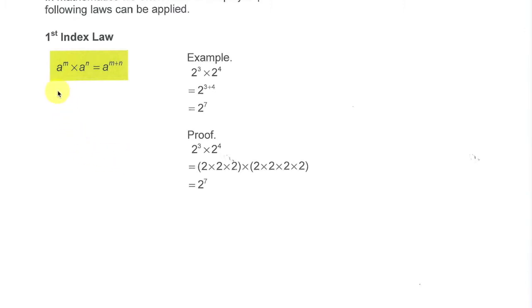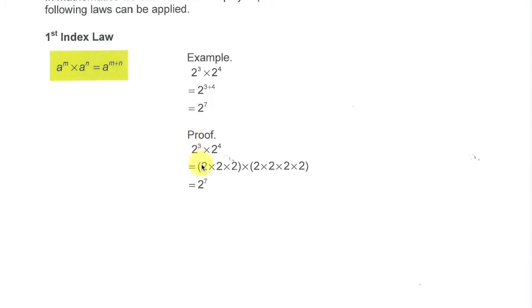So firstly, if I have base a raised to the power of m multiplied by base a to the power of n, because the bases are the same, I simply just add the powers. So let's look at the example here. 2 to the power of 3 multiplied by 2 to the power of 4 becomes 2 to the power of 7. And here's the proof.